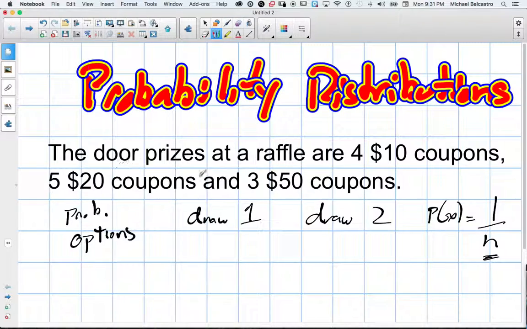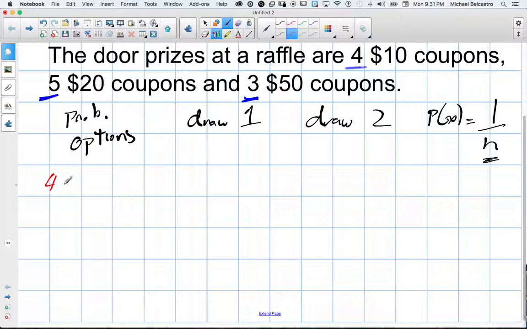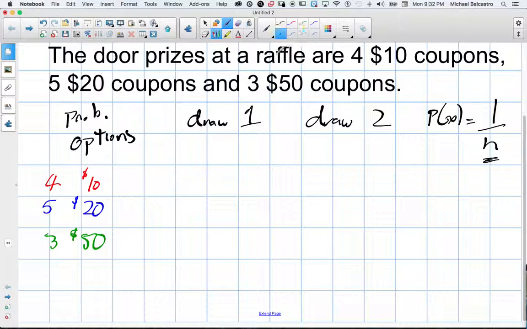Well, let's go on the assumption that if it's door prizes, everybody's going to win. So how many prizes are there? Well, there's 4 $10, 5 $20, and 3 $50. I'm going to put that on the side and then add them together. So we have 4 $10, 5 $20, and 3 $50 coupons. The total number of coupons is the addition of all of the door prizes. So 4 and 5 is 9 plus 3 is 12. So there are n equals 12 options, so a 1 in 12 chance.